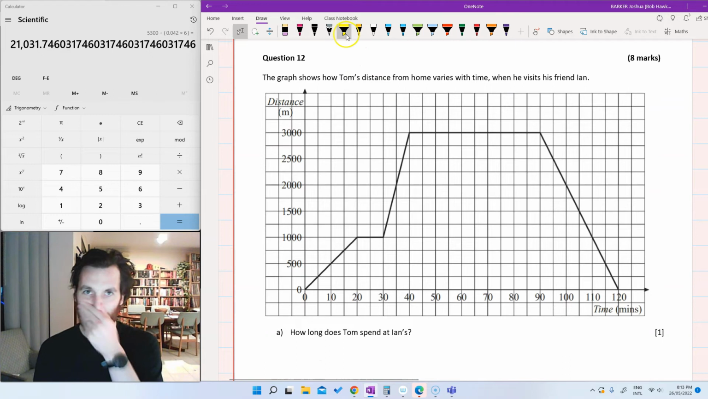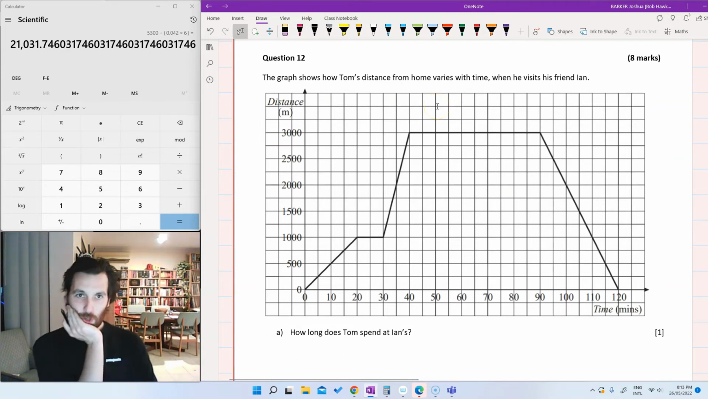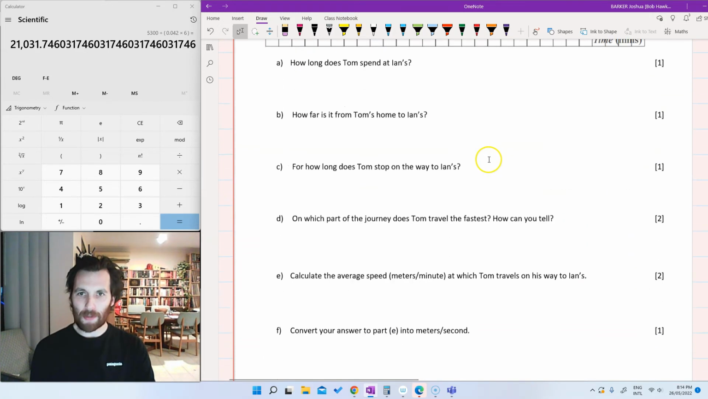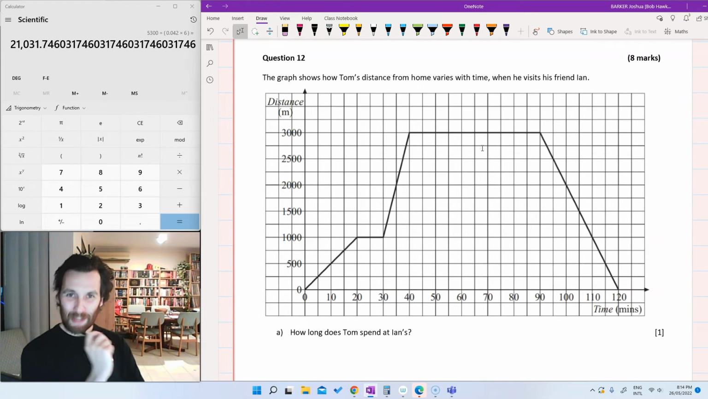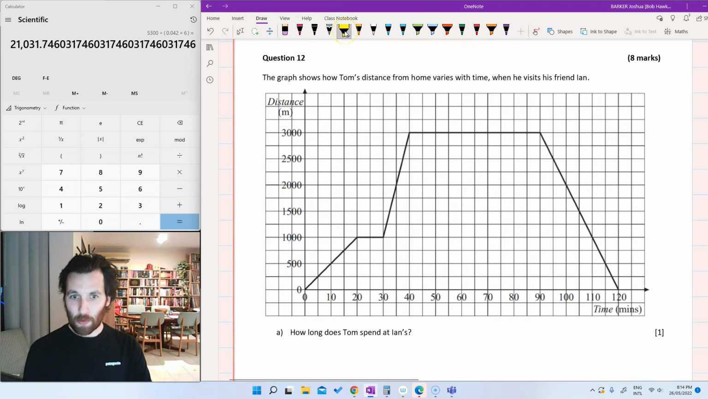Oh, travel graphs. Very exciting. Okay, so travel graphs show distance against time. I'm going to have to do a little bit of scrolling up and down for this one. I hope it's okay. It kind of has to be, so whatever. So this graph is showing Tom's distance from home and how that varies with time when he visits his friend Ian.